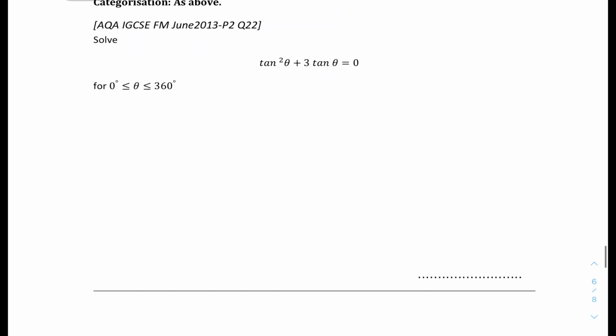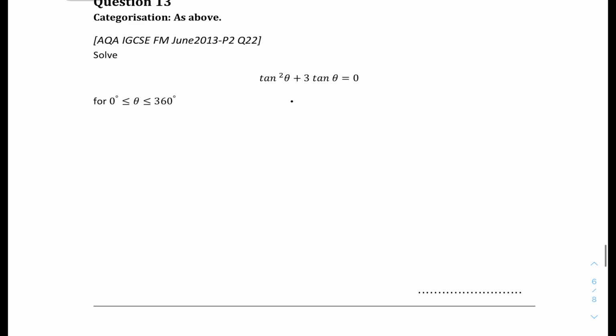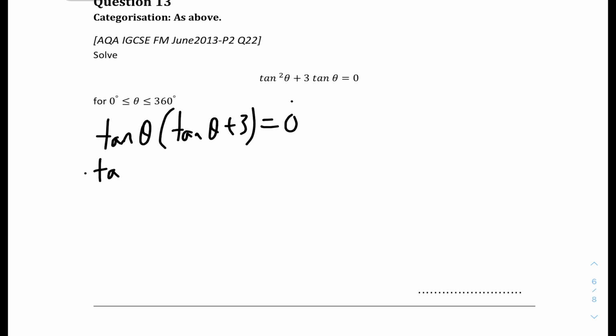And question 13, solve this right here. Like just now, you have to factorize the tan theta, and then tan theta plus 3 equals 0. So rearrange the equation to get two equations, which are tan theta equals 0 and tan theta equals minus 3. So let's solve the first one first. So tan theta equals 0.